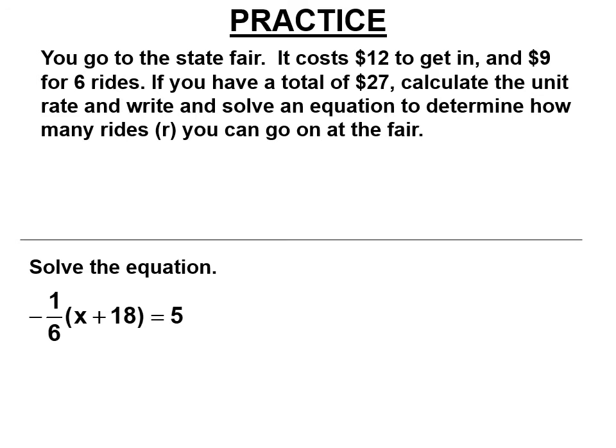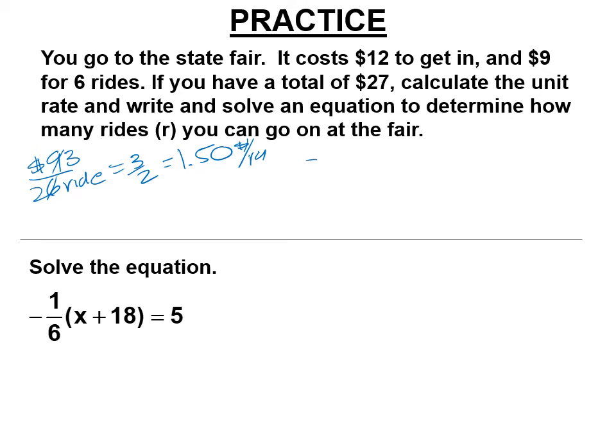Let's practice. You go to the state fair, and it costs $12 to get in and $9 for 6 rides. So we have to find the cost per ride, the unit rate. So it's $9 for 6 rides. Well, we could simplify that, or we could just do 9 divided by 6, either one. But that simplifies to 3 halves. 3 halves is 1.5, also known as $1.50, right? $1.50 per ride. Or well, let's just leave it 3 halves, right? Because we can't use 1.5 in the equation, but we can use 3 halves. We can use $1.50.